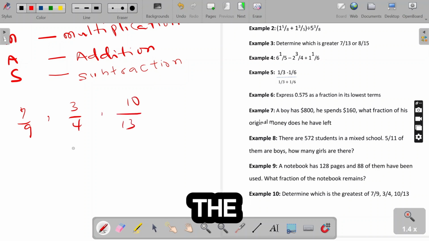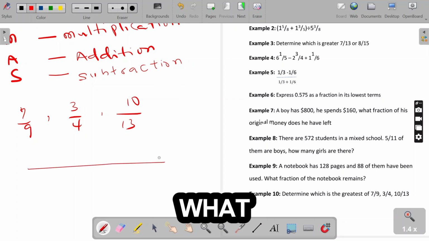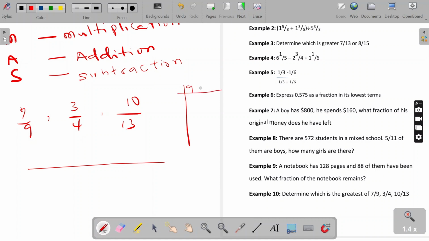Just like I said in the very first example, what we need to do is just to find the LCM. What is common amongst 9, 4, 13? How do I get the LCM of 9, 4, 13? It's very easy. So you can just come here, draw your LCM. You have 9, 4, and 13. So you can get the lowest common multiple like this if you don't want to multiply everything.